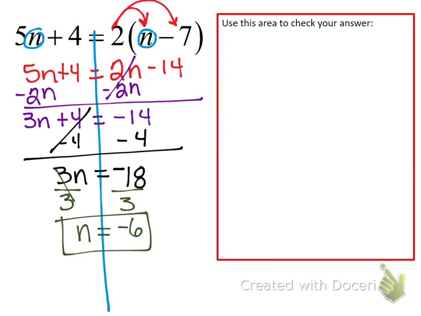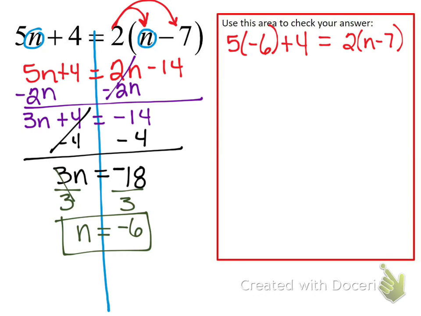Now, this next part on your opener is going to look a little different. It says, use this area to check your answer. We've been talking about this. We are now going to check to see if n does equal -6. You're going to do that by substituting -6 for the n. So I'm going to write my number 5 times -6 plus 4 equals 2 times n minus 7.